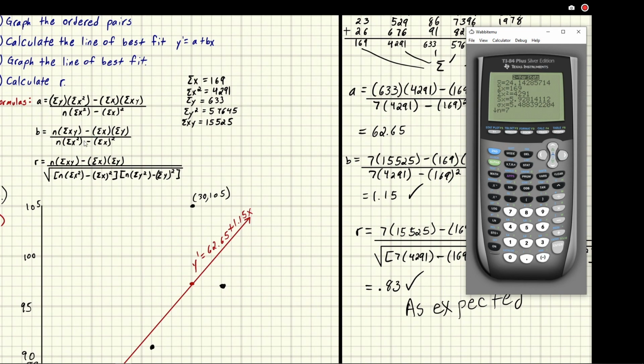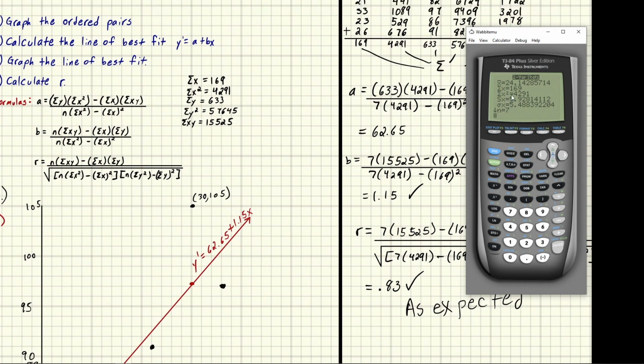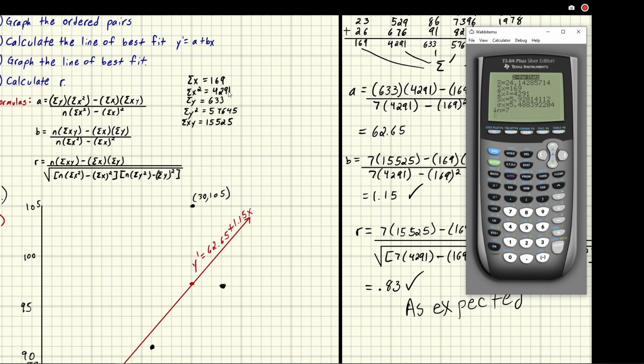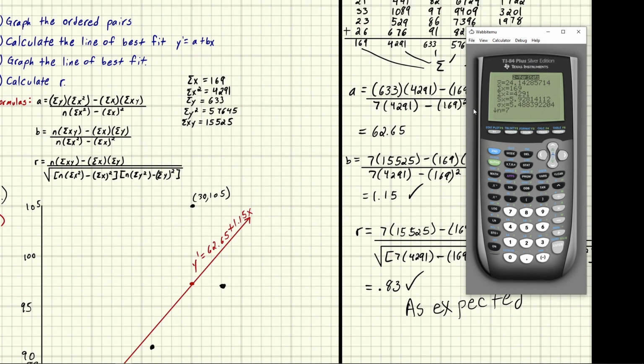You don't have to calculate these by hand at all if you're allowed to do it this way. So you can go sum of x squared is equal to this. And so look at this. There it is. Sum of x squared, our sum of x is right here, 169.